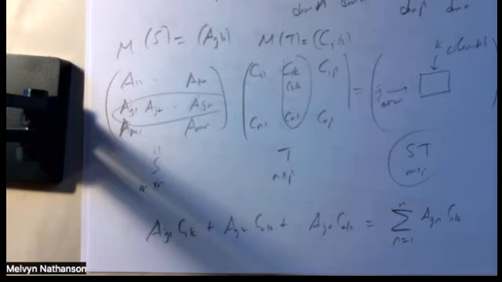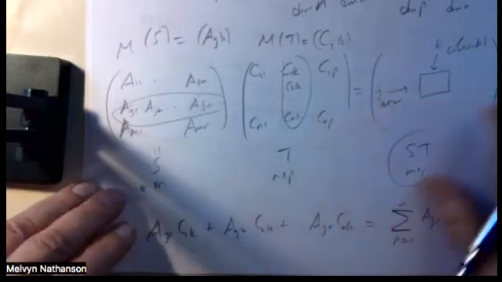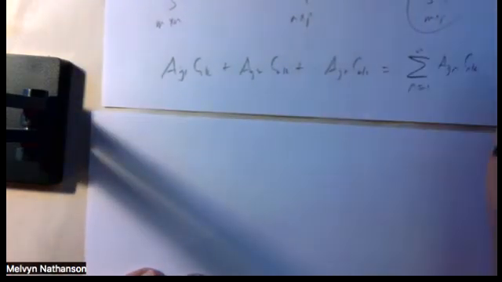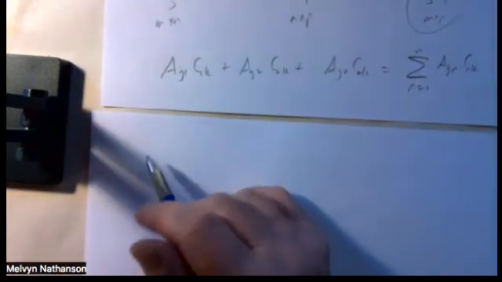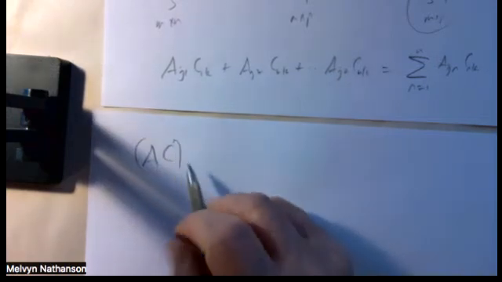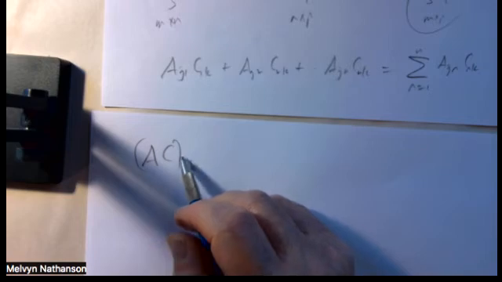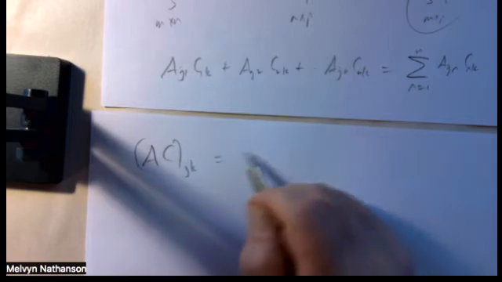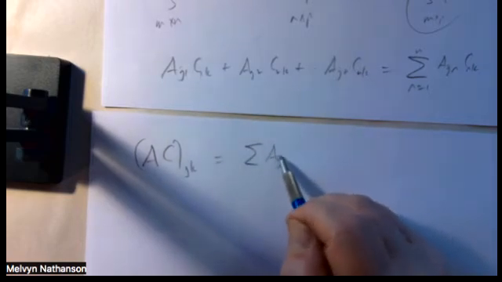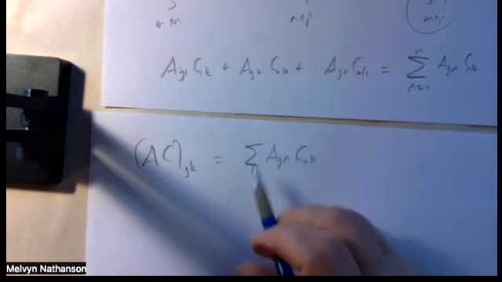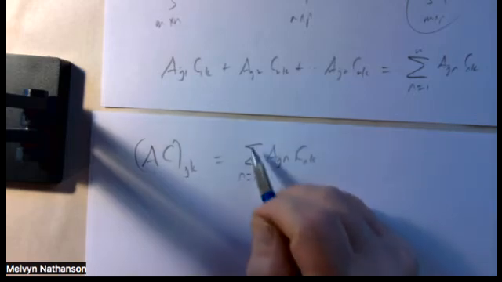And that somewhat complicated formula is the formula for matrix multiplication. So the condensed formula is the following. If you have this matrix A and the matrix C, the JKth coordinate of the product matrix AC is the summation of AJR CRK, R goes from 1 up to N.